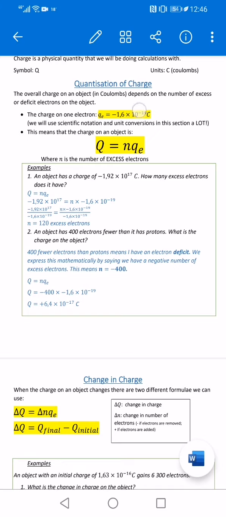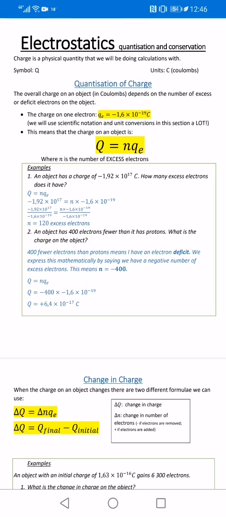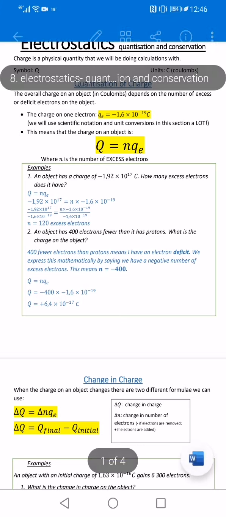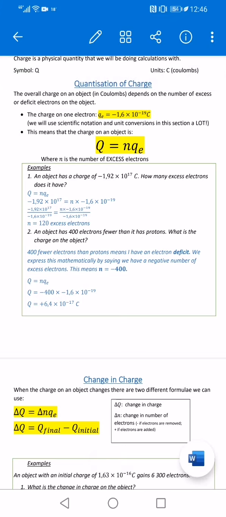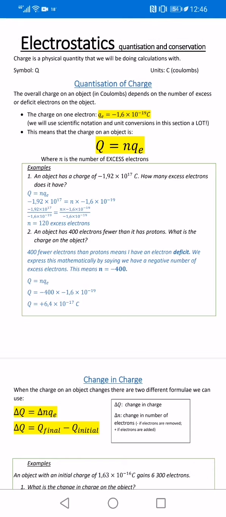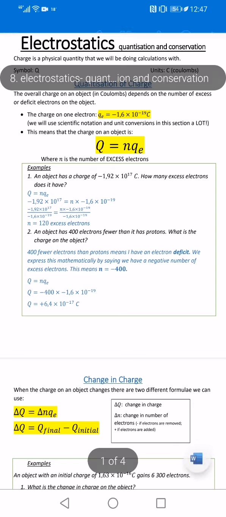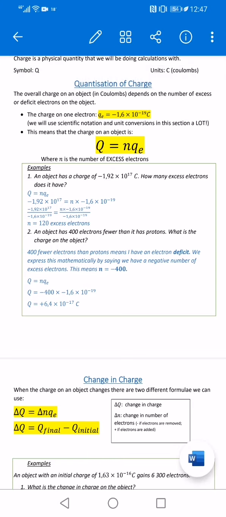Then, if we know the charge on a single electron, and we know how many excess electrons we have, we can determine the charge on our object. So Q, capital Q, is the charge on our object. Little n is the number of excess electrons, and Qe is the charge on a single electron. Now that makes sense, right? If we know how many electrons we have in excess and we know the charge on each of them, then we just multiply the two together and it'll give us the charge on our object.